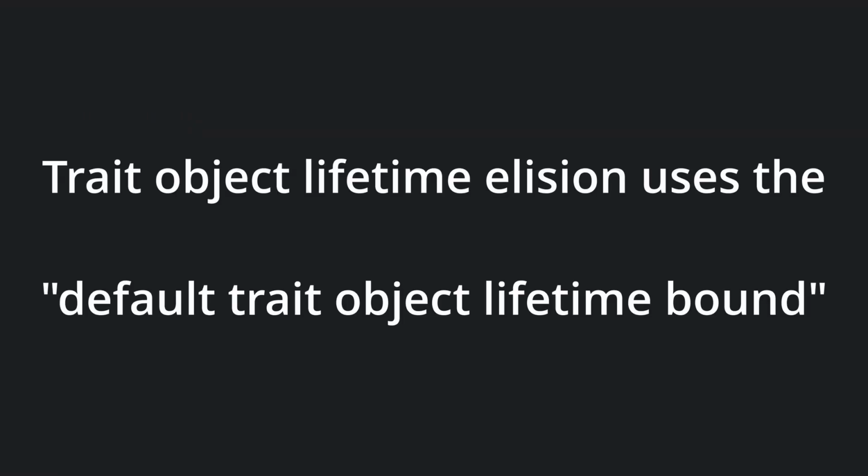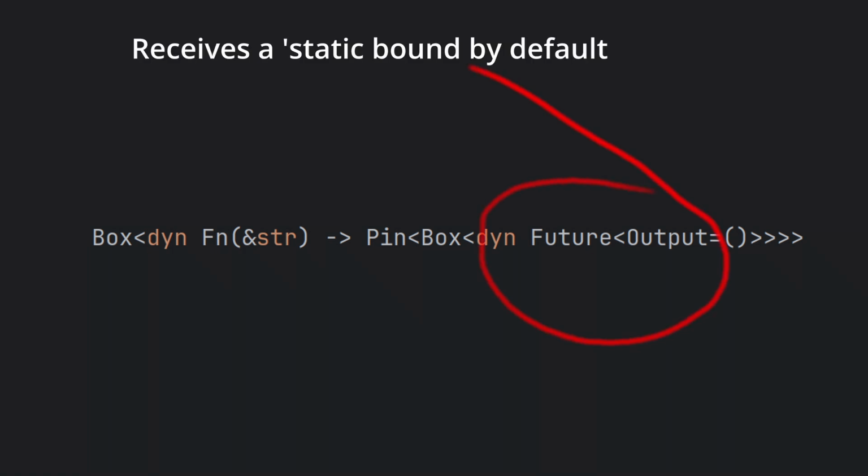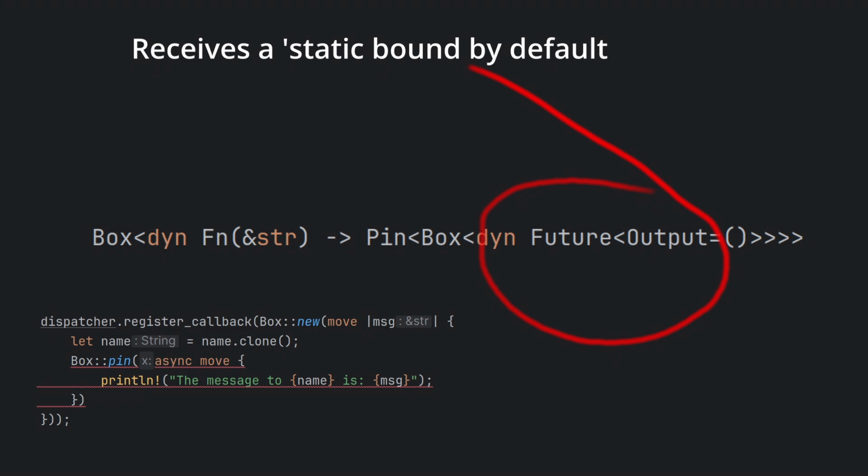This is because when Rust attempts to elide lifetimes for trait objects, it uses something called the default trait object lifetime bound. I've posted a link to the documentation page for this feature if you wish to understand it further. In our case, where our Fn trait has no lifetime parameter, this resolves to 'static by default. Since our future captures the str reference, which doesn't outlive 'static, we are not allowed to return this future.